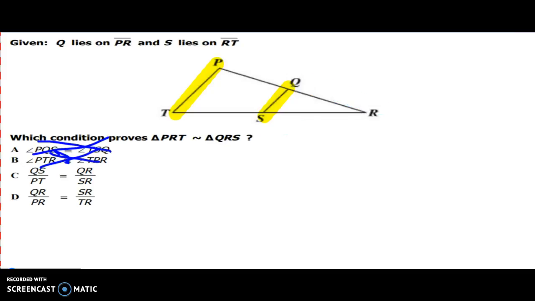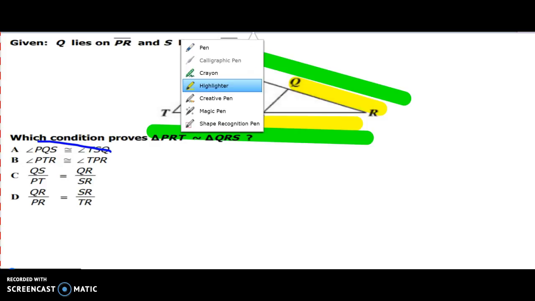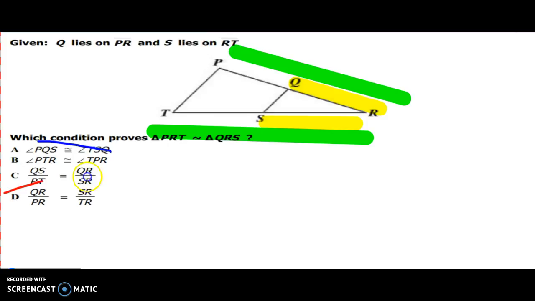So let's go back and let's highlight. QR is to PR. That's good. We've got the whole upper side of our smaller triangle and bigger triangle, and that compares to SR. That looks good. And TR. Okay, so we're comparing smaller to larger. This one is going to be our correct comparison here.